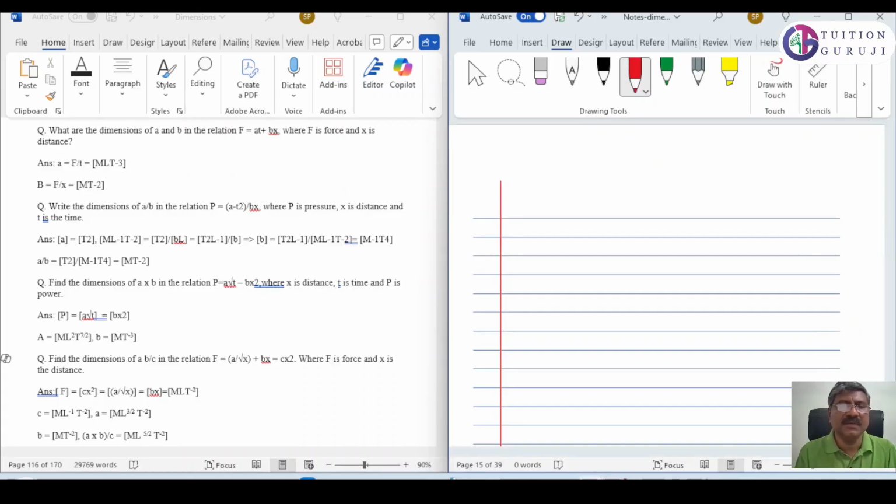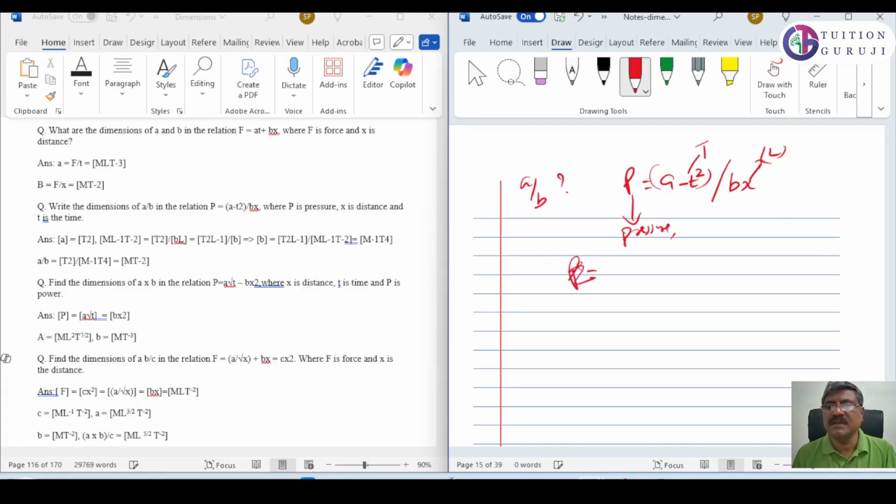Next one is, find the dimensions of A by B. In the relation P is equal to A minus T square divided by BX, where P is pressure, X is distance, and T is time. Now here we can write A is equal to T square. Again, pressure is equal to F by A, so ML raised to minus 1, T raised to minus 2.